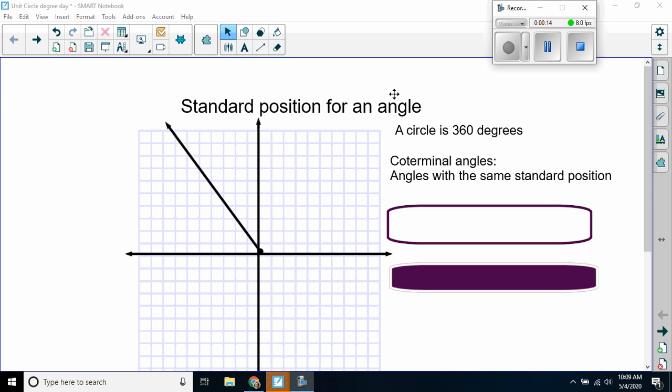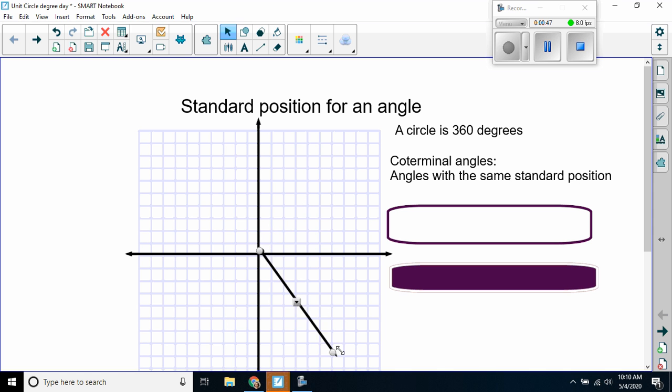A standard position for an angle means that the middle of the angle is at the origin, and the positive x-axis is one of the rays, and then you've got this terminal ray, which is the ending ray, and it is what determines your angle. So for example, if I were to move it right here, it's about a 45-degree angle, okay? So you basically think of this as moving around in a circle, okay?